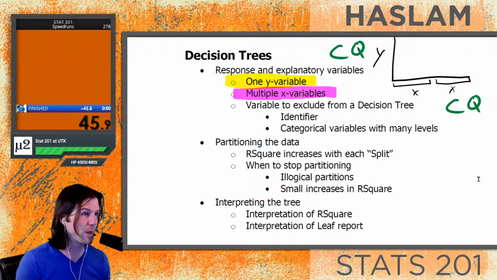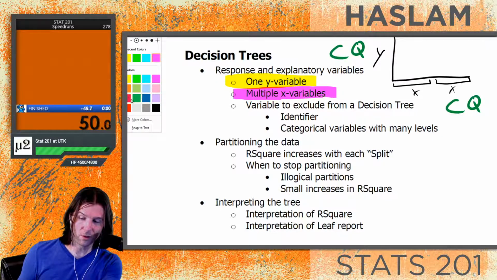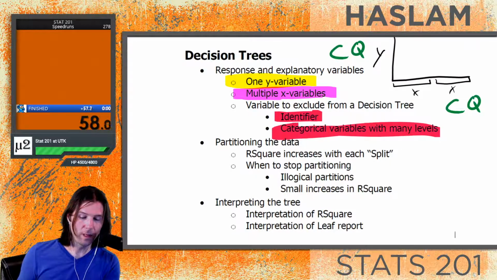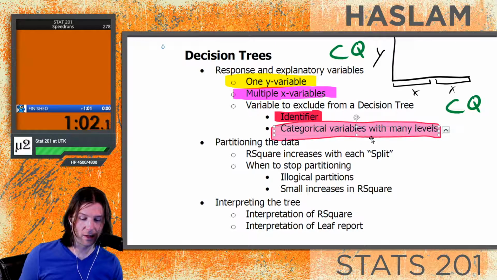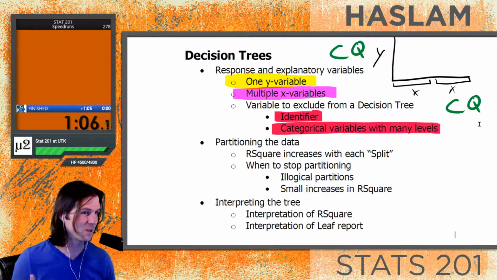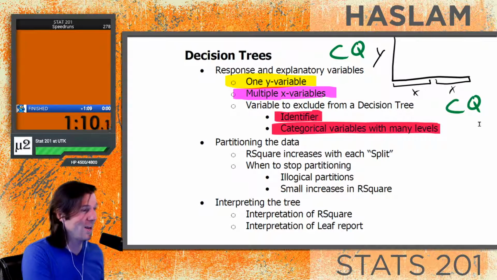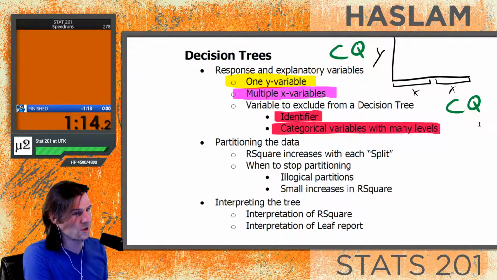It's fine either way, but there are variables that we do not want to include in our tree. The variables we do not want to include in our tree are going to be identifiers or things that act like identifiers. And what do we mean by things that act like identifiers? Something that acts like an identifier is going to be a categorical variable with tons of levels. Like one of my favorite questions, what is your favorite ice cream flavor? And I'd probably say everything but the kitchen sink or cookie dough. And there are so many levels to this.